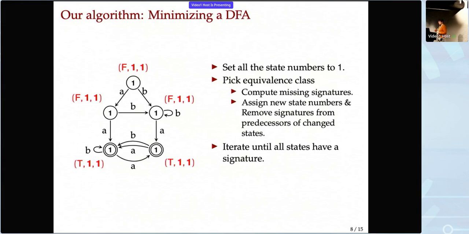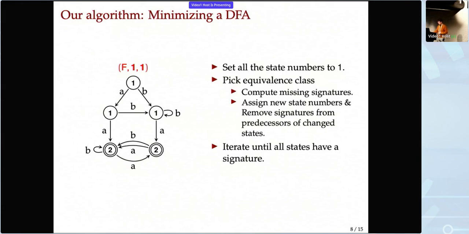So what we then do is we assign new state numbers to one of these 2. We pick the bottom one here. And we also remove all the signatures that are now invalid. So all the states that have incoming transition to the states that change, they are now invalid. So we remove them, but we keep the one on top because this didn't change. It was F11 before, but still F11. And we iterate this process until convergence.